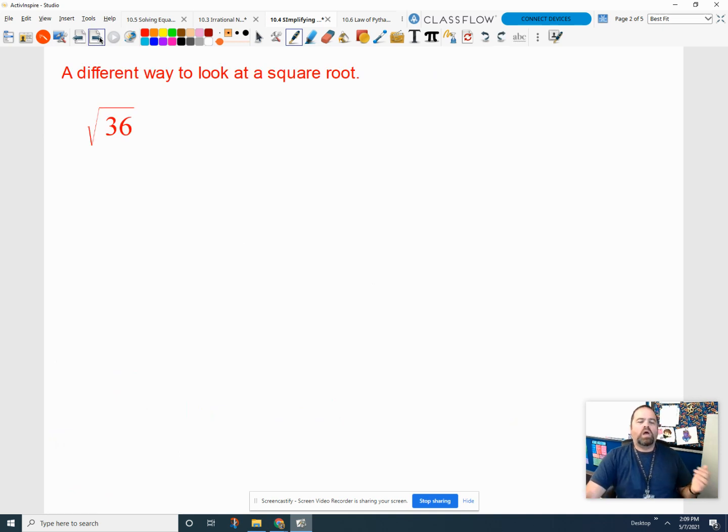So, square root of 36, that is a perfect square. It should be relatively easy whether you've got your square root table or not. You should know what the square root of 36 is. Now, we've talked about square roots having two answers, right? I've got the positive and the negative value of the square root of 36. So I got positive and negative 6.